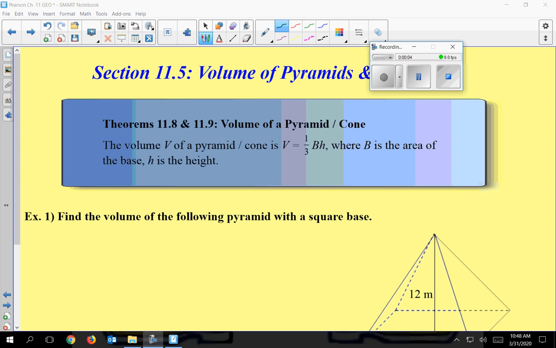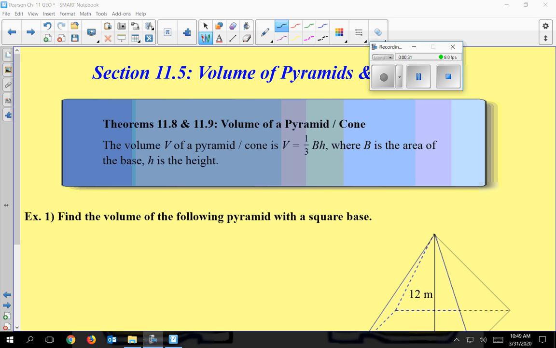Okay, everybody, this is chapter 11, section 5. It's dealing with the volume of pyramids and cones. We only have 2 examples in your notes, so there's a couple of extra examples that we'll do. So give yourself a little bit of room. There's not a whole lot of math here, so you should be able to squeeze a couple extra problems in here.